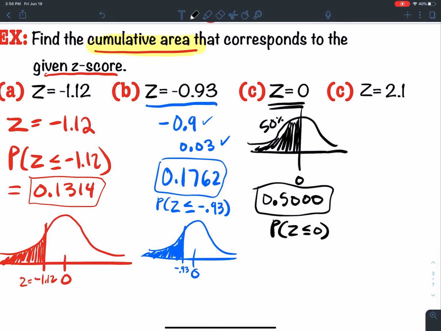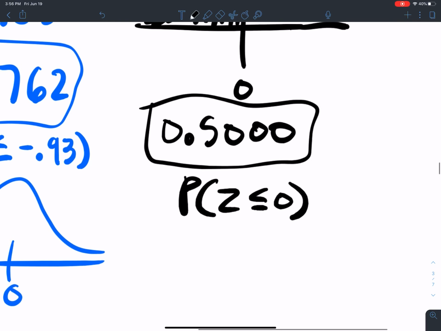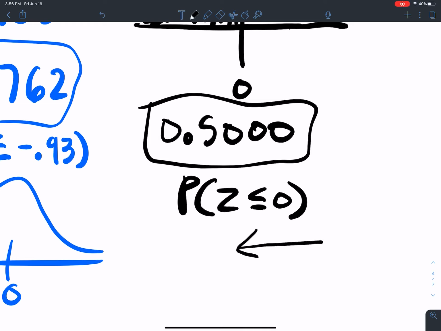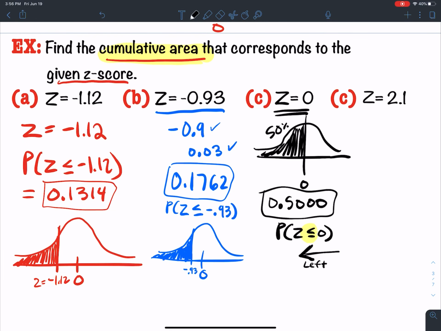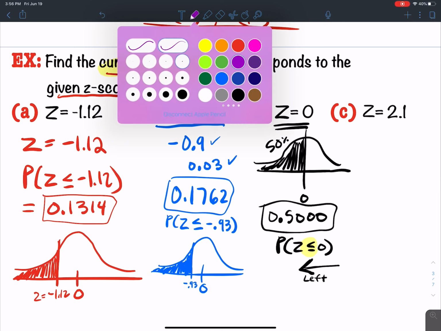How do I know that it's less than or equal to? Well, if the variable is first, it tells you which way to shade. Shade to the left. Okay, you see this inequality telling you to shade to the left. It only works if the variable is first, though, so make sure the variable is written first.